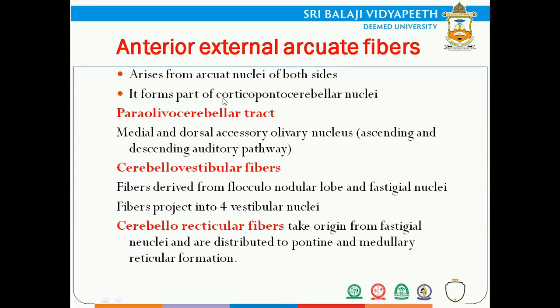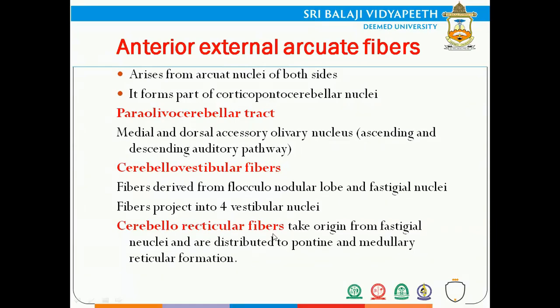Coming to the anterior external arcuate fibers, it arises from the arcuate nuclei on both sides and it forms a part of the corticopontocerebellar nuclei, para-olivocerebellar tract. Mainly, it has the medial and the dorsal accessory olivary nucleus, that is the ascending and the descending auditory pathways. The cerebello-vestibular nucleus and its fibers are derived from the flocculonodular lobe of cerebellum and the fastigial nucleus of cerebellum, and they project into the four vestibular nuclei.